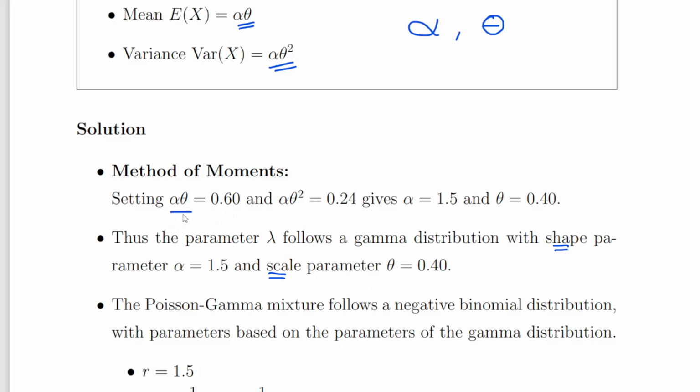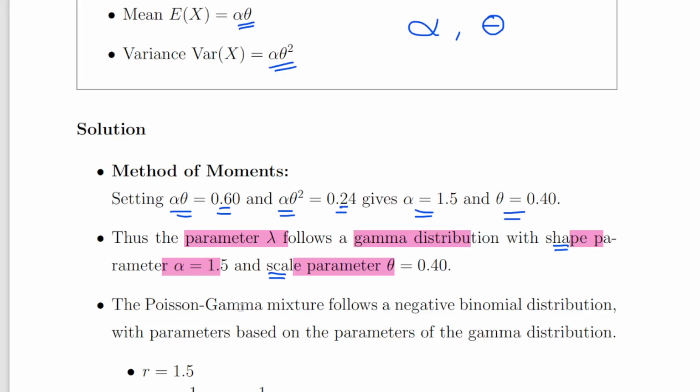So setting alpha theta equals 0.6 and alpha theta squared equals 0.24 should be straightforward enough. We should get alpha equals 1.5 and theta equals 0.40. So it's a good idea to make a quick statement here: lambda follows a gamma distribution with shape parameter alpha equals 1.5 and scale parameter theta equals 0.40. Just a very explicit statement of how it's distributed.